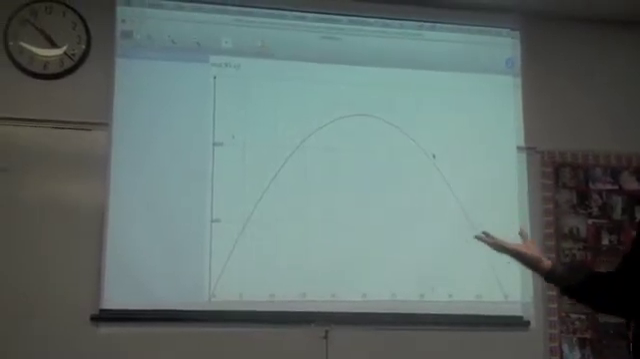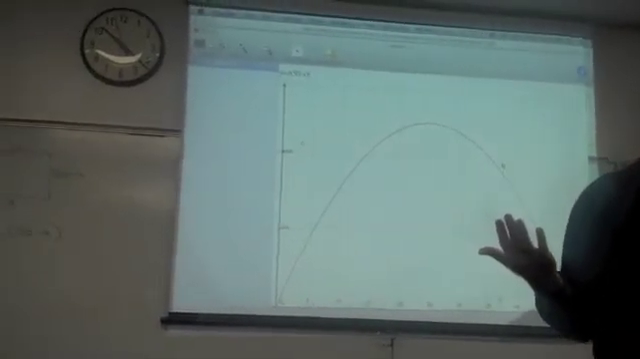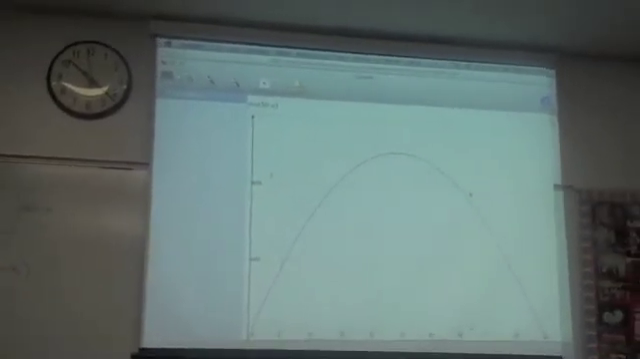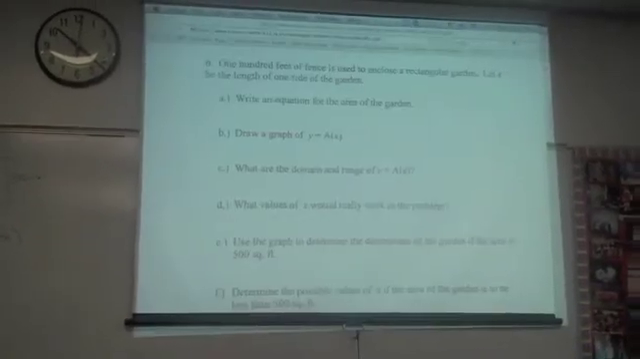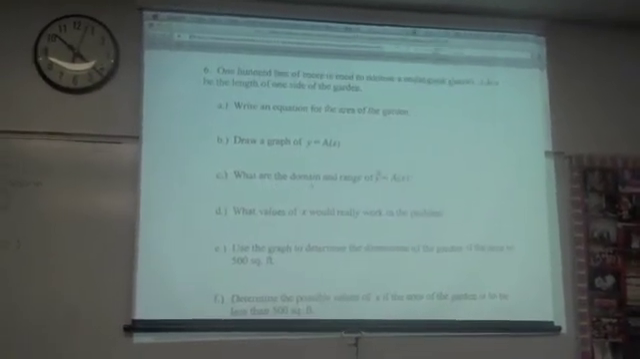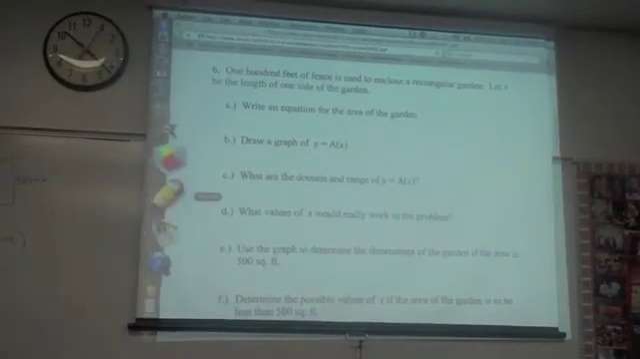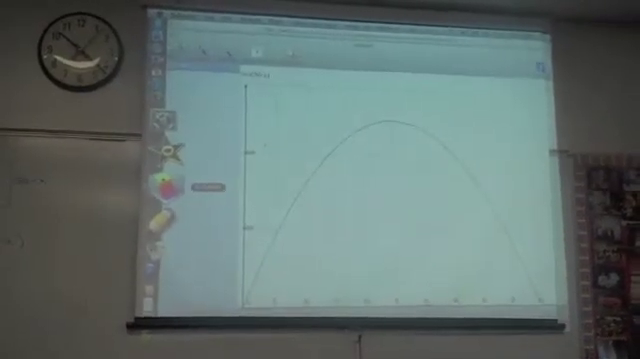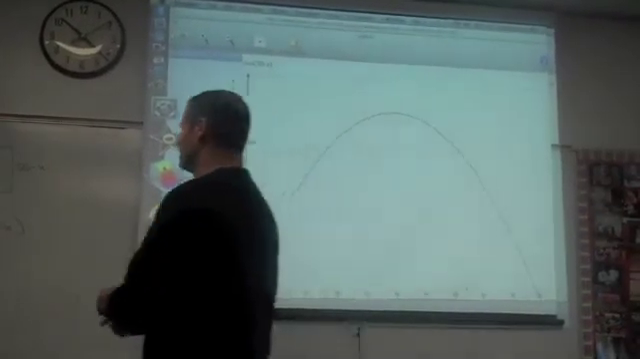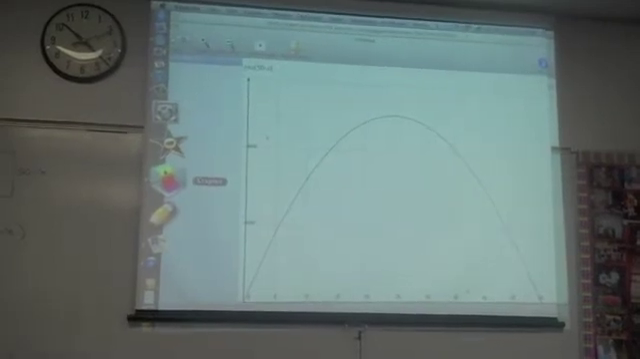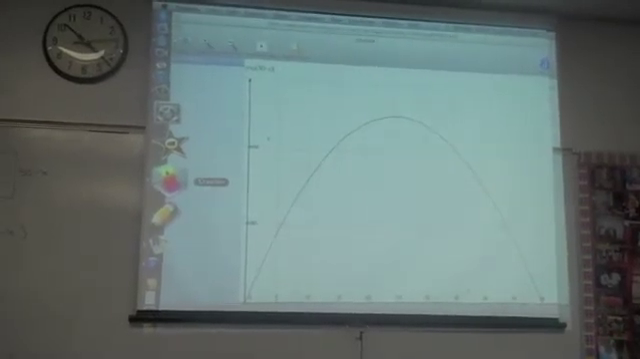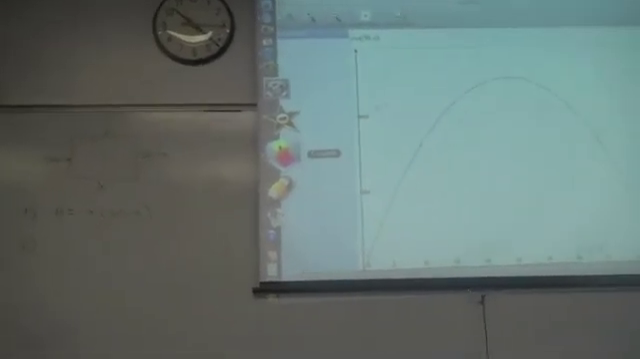Okay, so B is done. There's the graph. Now back to the worksheet. Letter C says find the domain and range. So on B, there's nothing to write on your paper because it's on the graph. C, the domain.